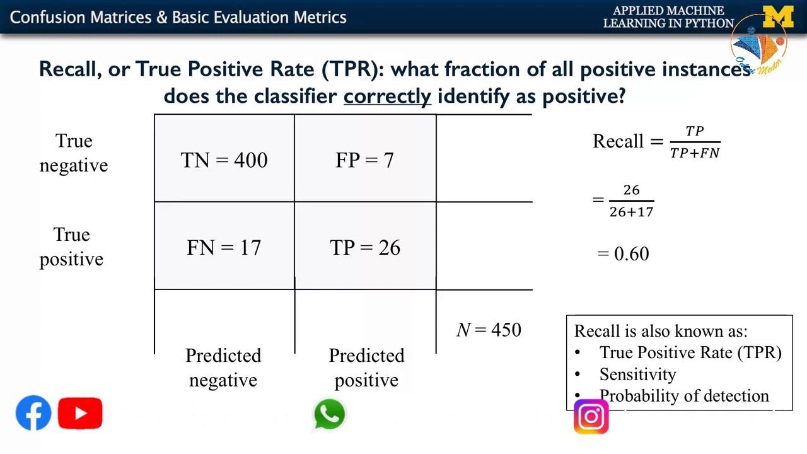You can see from this formula that there are two ways to get a larger recall number. First, by either increasing the number of true positives or by reducing the number of false negatives, since this will make the denominator smaller. In this example, there are 26 true positives and 17 false negatives, which gives a recall of 0.6.